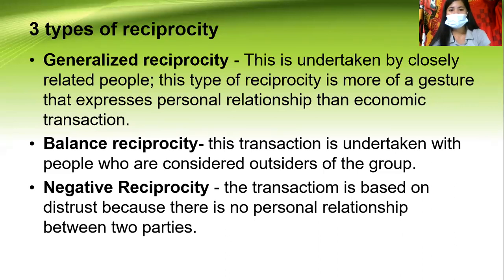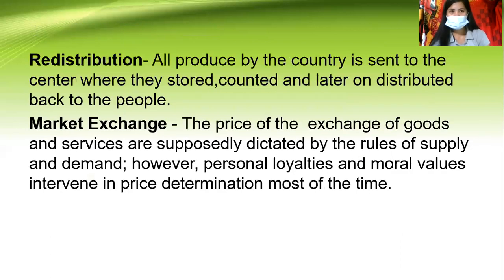Then the negative reciprocity is the transaction is based on distrust because there is no personal relationship between two parties. So for example, in this form of transaction, people try to profit as much as possible and pay the least amount as possible. Also often, deceitful means are practiced to gain profit. So let's proceed to the redistribution.